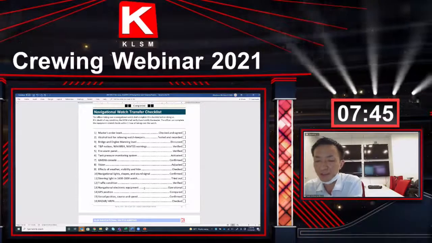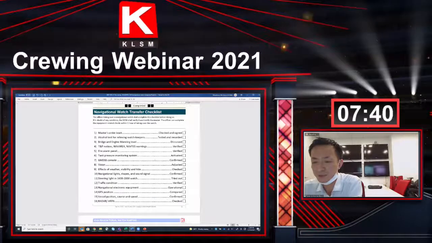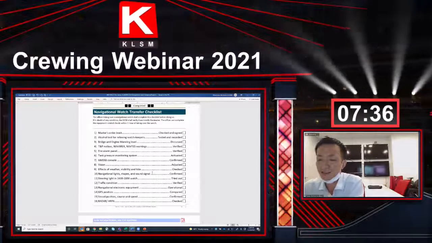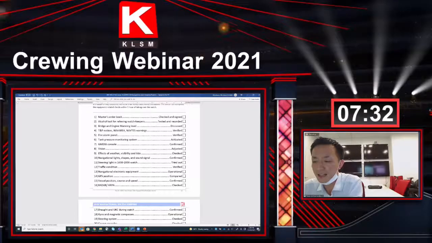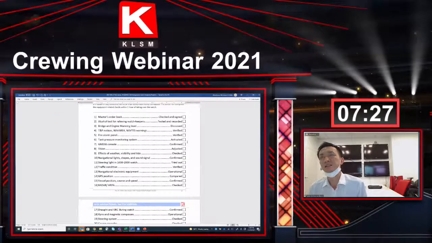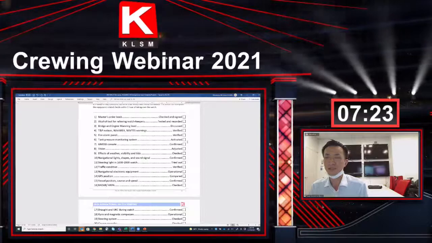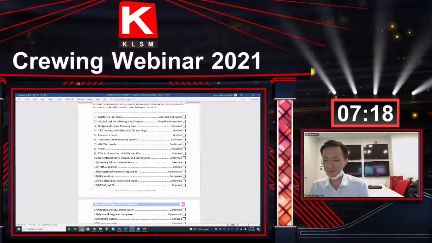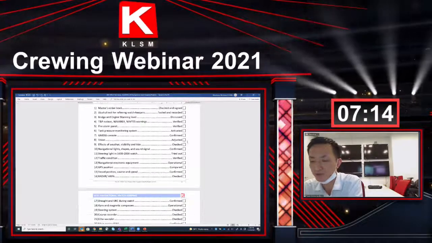For example, the master's order book: the check is signed, and then there is a checkbox here. Alcohol test for the relieving watch keepers: check here. So here are the items and the actions. The users, meaning officers and engineers, check the status of their job or activities with this checklist. This is quite a simplified one.